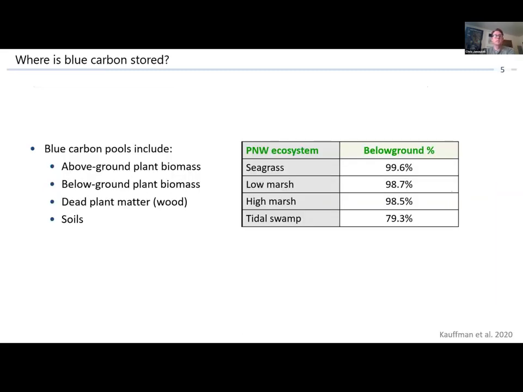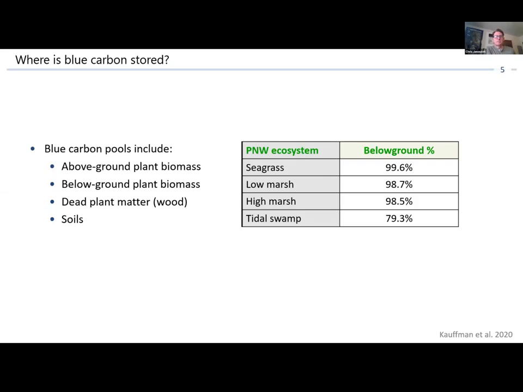Okay, this was covered a little bit before, but where is blue carbon stored? If we're thinking about stocks, thinking about new carbon coming in, we have a couple of different carbon pools in most of these wetland ecosystems. We have the above ground plant biomass, the below ground plant biomass. We have dead plant matter, and that can be wood, and even marshes will have wood that comes in from the watershed, and then the soils.